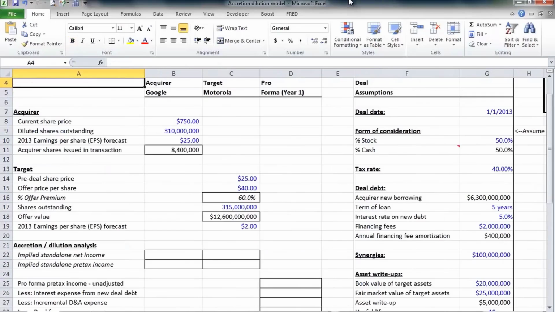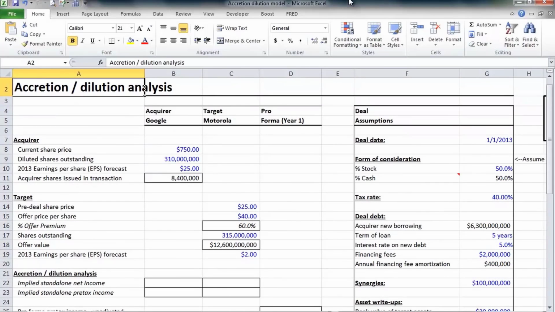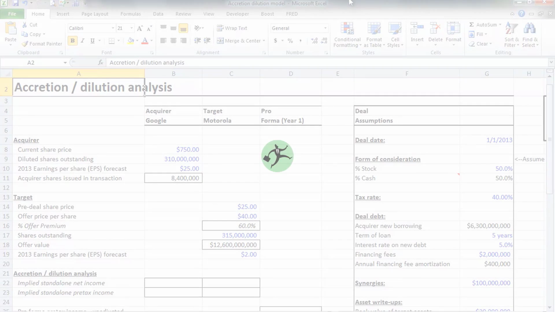Now that we have all of that out of the way, we're almost ready to begin building our accretion dilution model. We're going to do that in the next lesson, so please stay tuned.